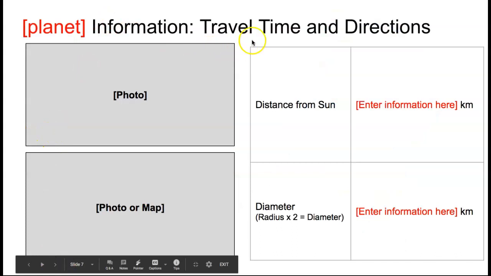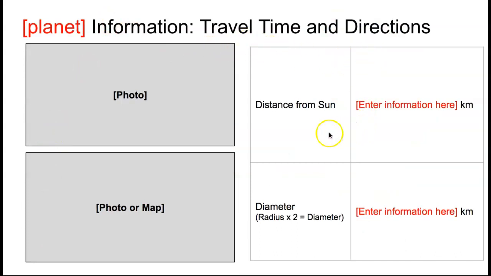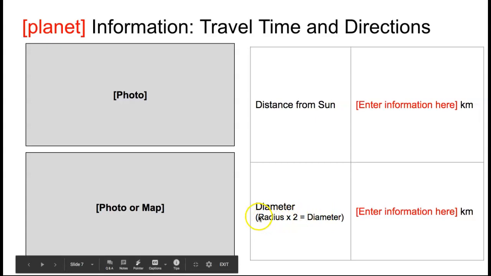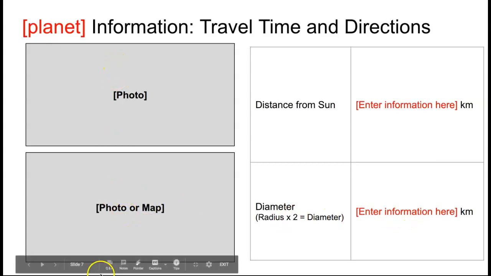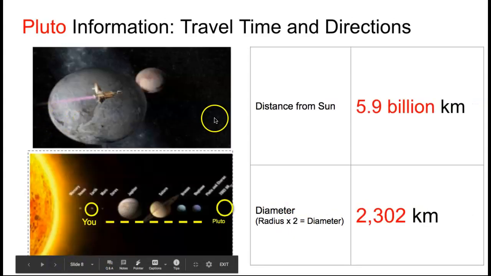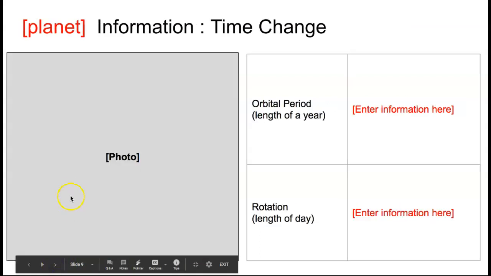Next is planet information, travel and time direction. So I'm looking for distance from the sun and the diameter, which is the radius times 2. So whatever the radius is, just multiply it by 2, put that number in this space. You can add some pictures. Here's mine for Pluto. I made a map of traveling through space, a little travel map here, how to get to Pluto. This would be one of those kind of creativity elements.